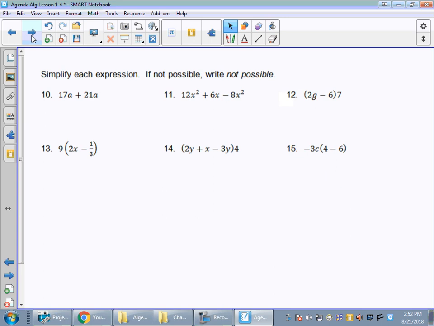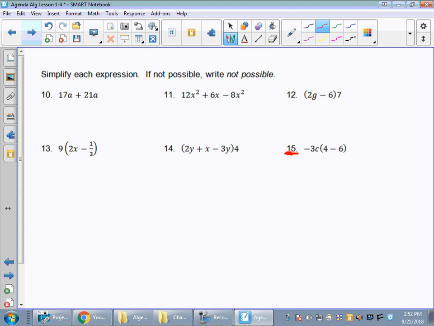These next set of problems here says simplify each expression. If it's not possible, then go ahead and write not possible. Okay? So let's simplify each expression, and let's go ahead and look at number 15 first. Okay, let's look at number 15 all the way over here. So we're trying to simplify it.